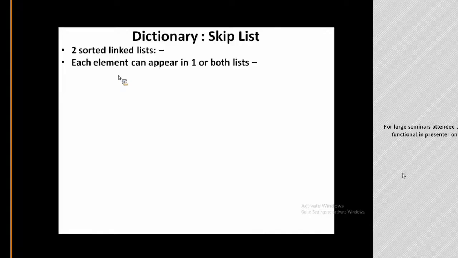You must have noticed that both the linked lists are sorted. So each element can appear in one or both lists. You agree with me? For example, those keys which are there in the express lane, that is 10, is also there in the normal lane, which is 10, right? So the key can appear in the normal lane, or it can appear in the express lane also.